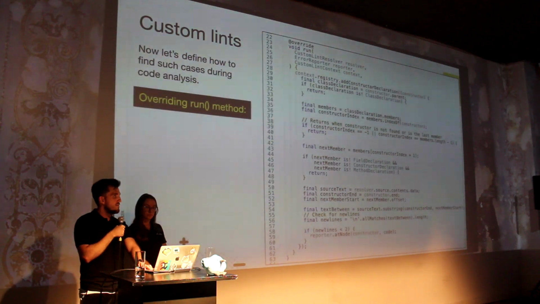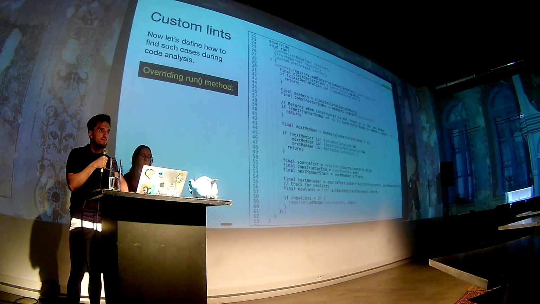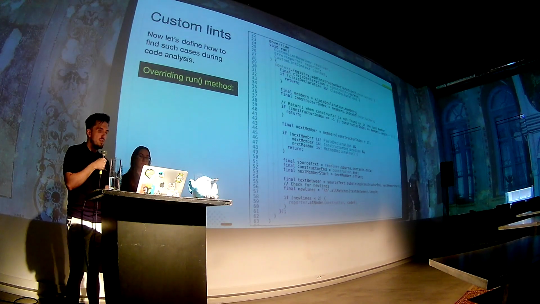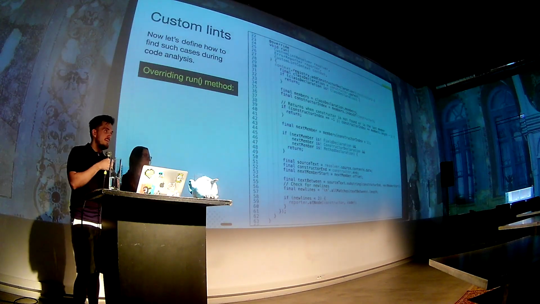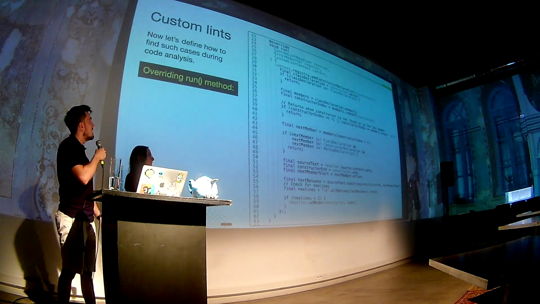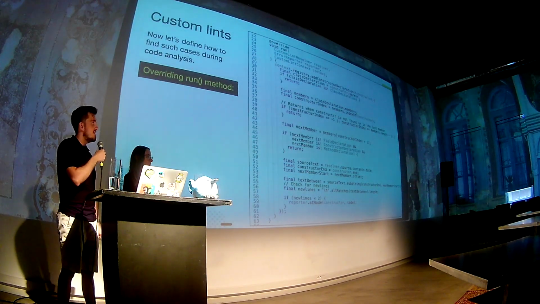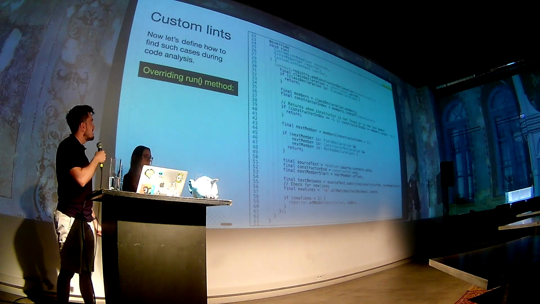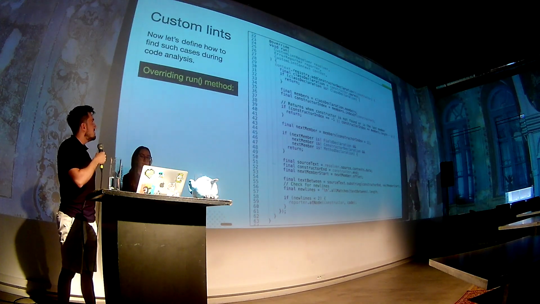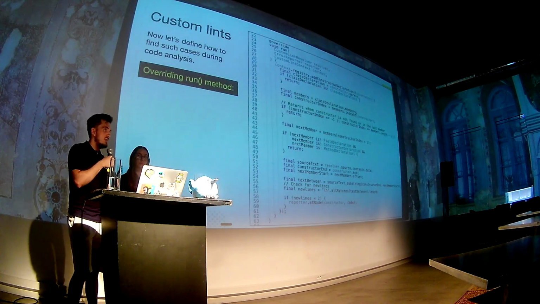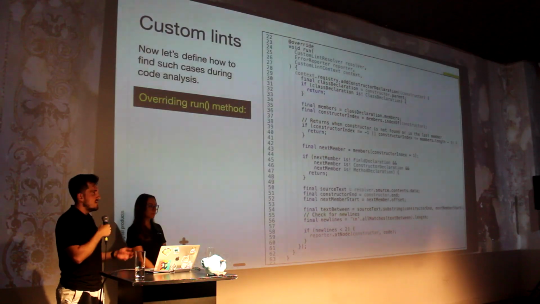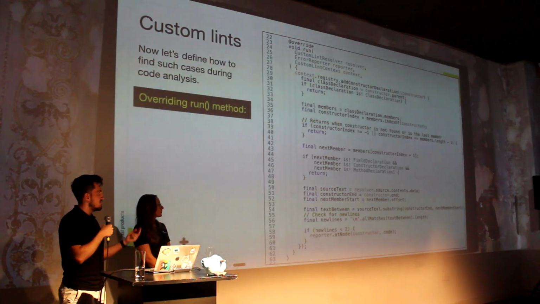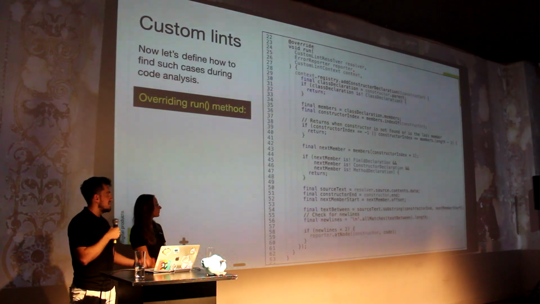Then you have to override the run method, which is responsible for detecting such cases. And it's rather short, as you can see. All it takes to write a lint is to register a constructor declaration listener into the custom lint registry. And from here, you can access the whole class declaration via the parent node of the constructor. And you can check if there is an empty line between the constructor and the next member.